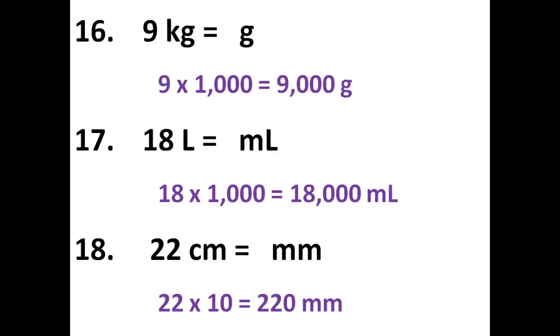After that we have number 16. 9 kilogram is equal to how much gram? 9 multiplied by 1000 is 9000 gram. In 17, 18 liter is equal to how much milliliter? We have to multiply by 1000. We will get 18,000 milliliter.